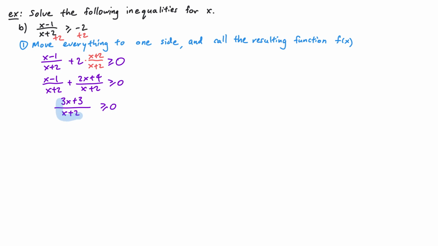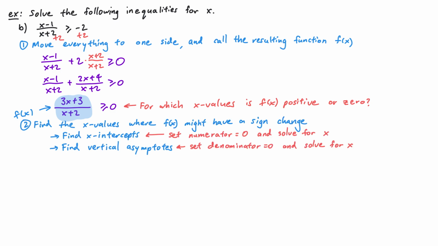So what we have on the left here, this rational function is what we call f of x, and we want f of x to be greater than or equal to 0, which means we're looking for the x values that make our function positive or 0. To answer that question, we'll need to make a sign chart for our function. But first, we need to find the x values where the function might have a sign change. So we need to find the x-intercepts for our function and also the vertical asymptotes.